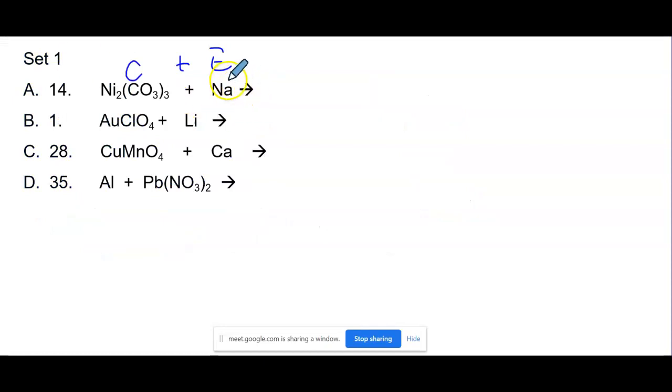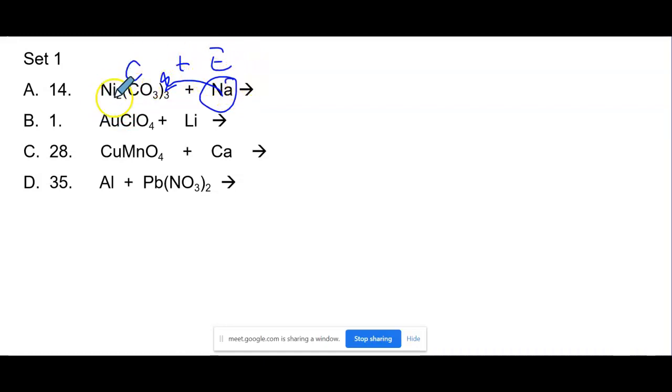Okay, so now we have to think about who's alone. So sodium is alone, meaning it's the element. The element's going to try to kick out something in the compound. Okay, and sodium is a metal, so it has to kick out a metal in this compound, or try to. So sodium's going to try to kick out nickel, because both sodium and nickel are metals.